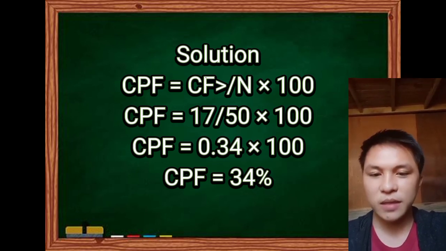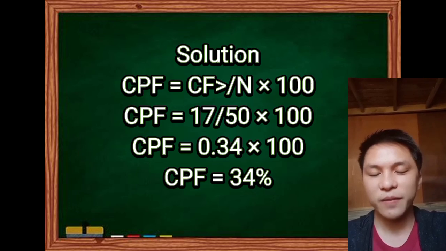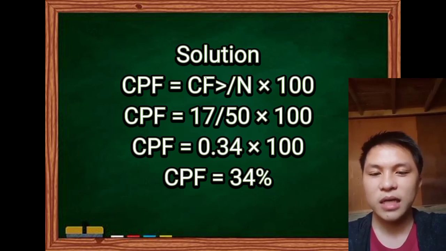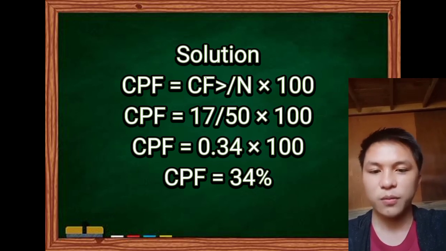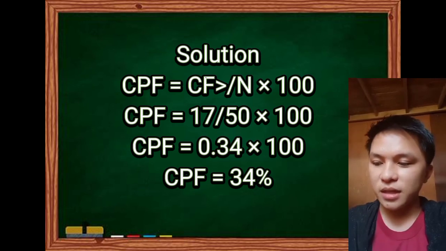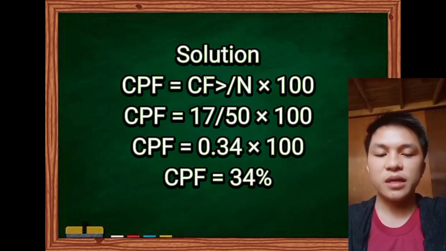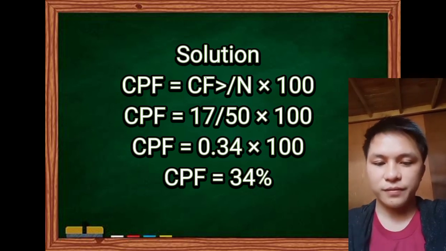CPF equals 17 divided by 50 equals 0.34 times 100, so CPF greater than equals 34. We have a cumulative percentage frequency of 34%. It means that 34% of the cases obtained a score of 81 or above.